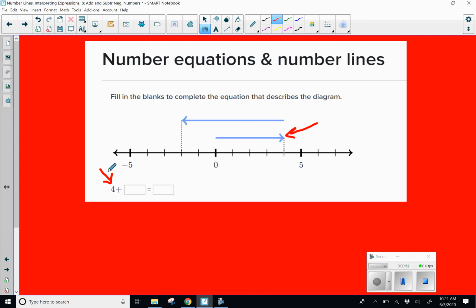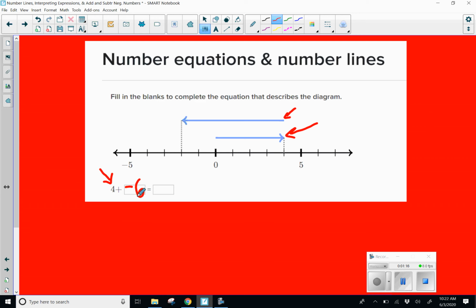Now, as you can see, the arrow above it is going in the opposite direction, which tells me that it is a negative. And then we just need to count how many units is the length of this arrow. Well, I can see that it's 1, 2, 3, 4, 5, 6 units. So that means it's moving a negative 6 because it's going to the left.